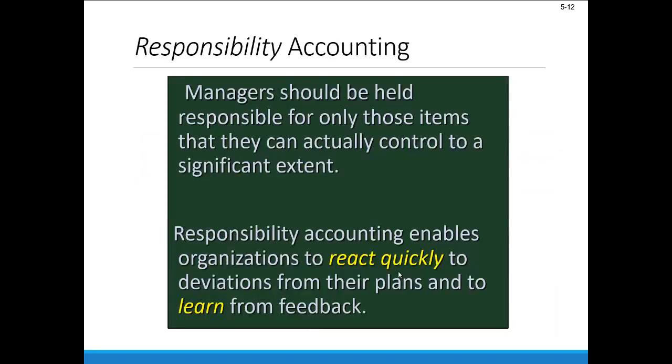Now, one term introduced here in Chapter 8 is this idea of responsibility accounting. And we've alluded to this at various times throughout previous chapters, but we sort of formalize it here in Chapter 8. Responsibility accounting just says that managers should really only be held responsible for those items they can have some kind of significant control over. So using an approach of responsibility accounting does help organizations react more quickly to deviations from these plans, these budgets, and to learn from that feedback.